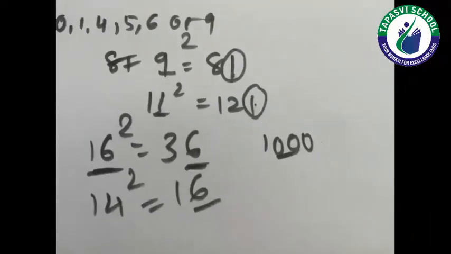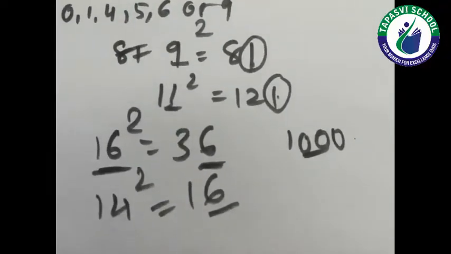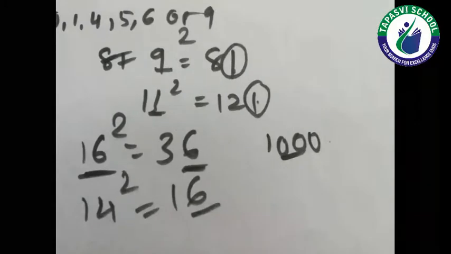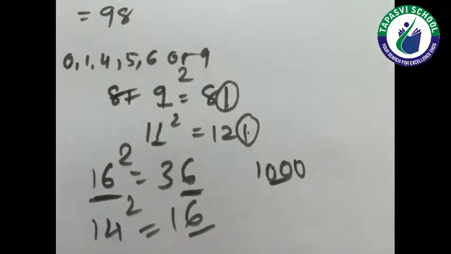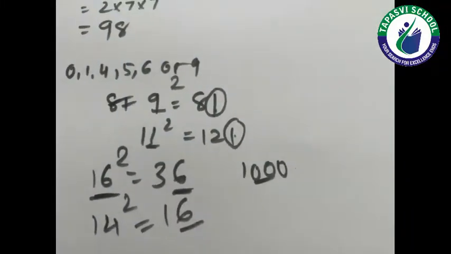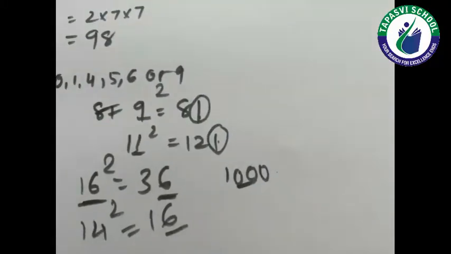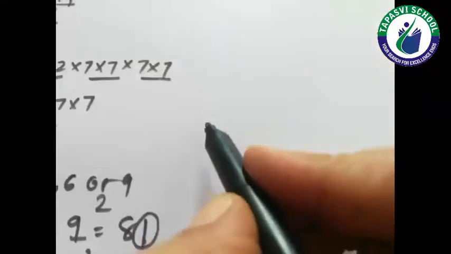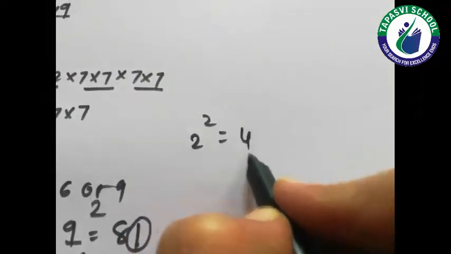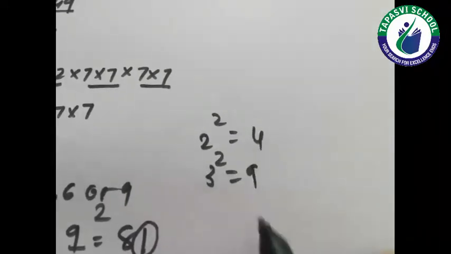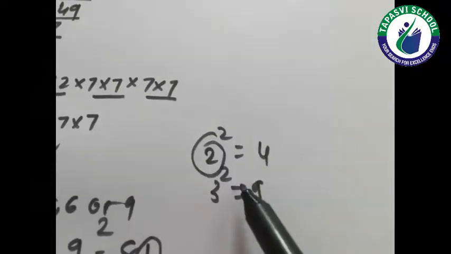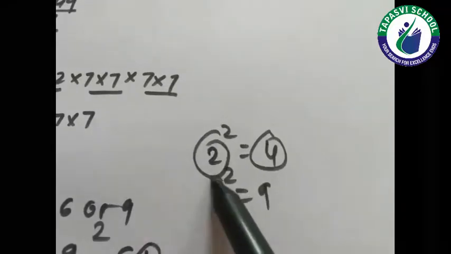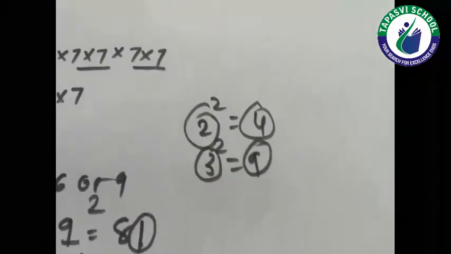Now property number 5 is given. The squares of odd numbers are odd and the squares of even numbers are even. A very simple logic. If we square 2, it is 4, and the square of 3 is 9. So an even number's square is even, and an odd number's square is odd.